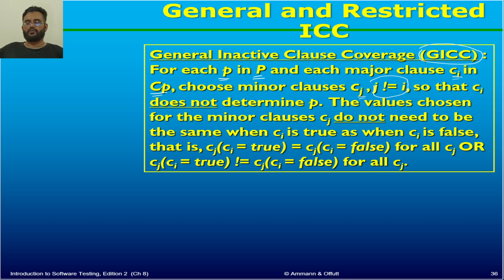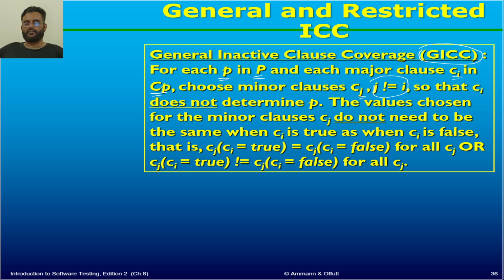So we have to look at those possible values where changing the value of the major clause does not actually change the value of the predicate, and the values chosen for the minor clauses Cj do not need to be the same. Similarly, we will look at those values where Cj does not necessarily have the same values. They can be the same and they can be different.